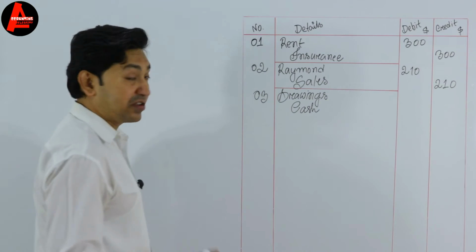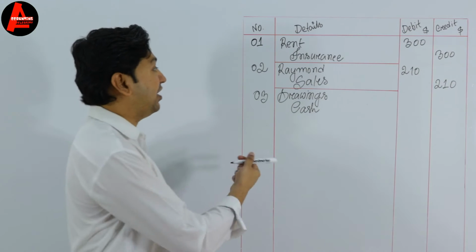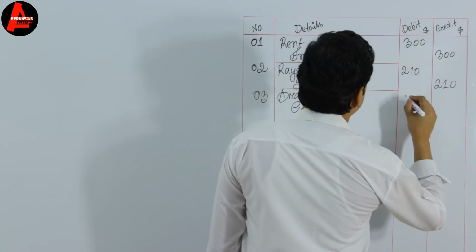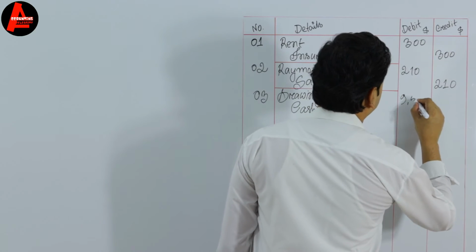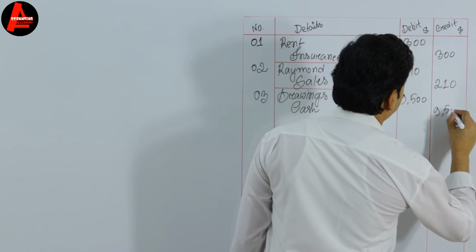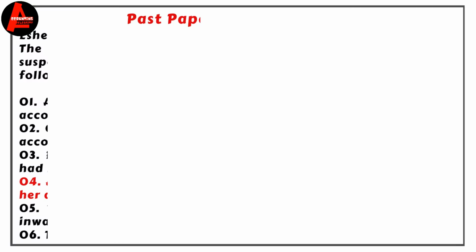Why cash credit? Because cash is mistakenly debited, okay. To rectify now it will be credited. So what is the amount here on the question? It is $9,500 on the debit side and $9,500 on the credit column, okay. So number 3 done. So what is number 4?